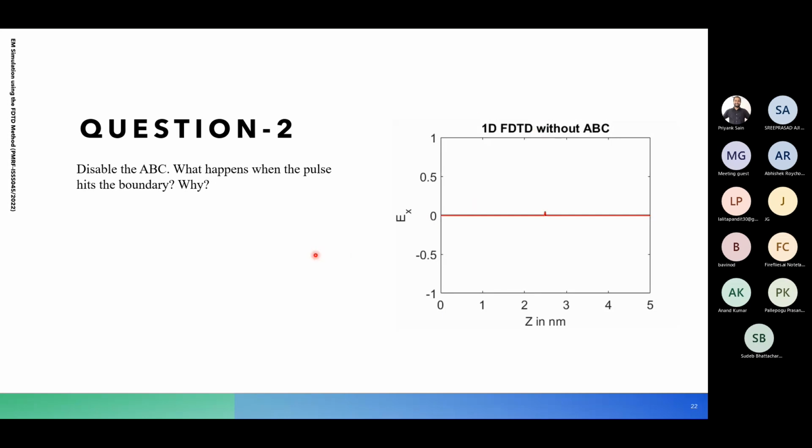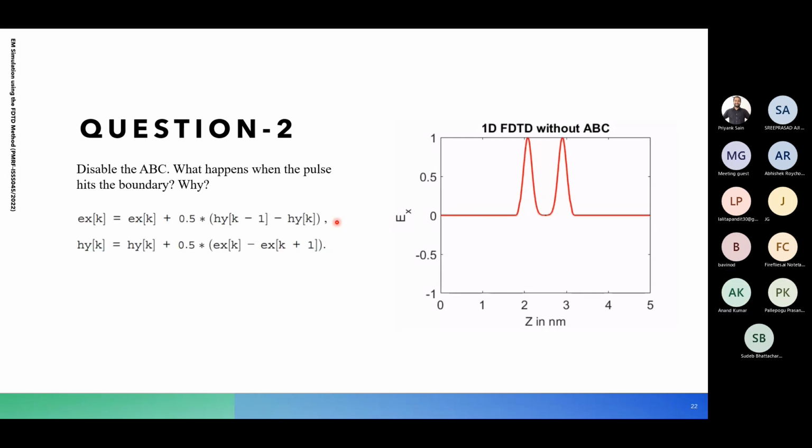This was the update equation for our case when we do not have the absorbing boundary conditions. These were the two equations that were being used to calculate the electric field at the boundaries when there is no absorbing boundary condition. And we see there's a phase difference on the left boundary and the right boundary.